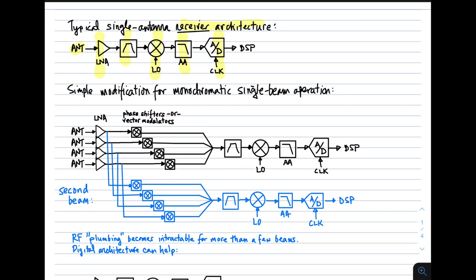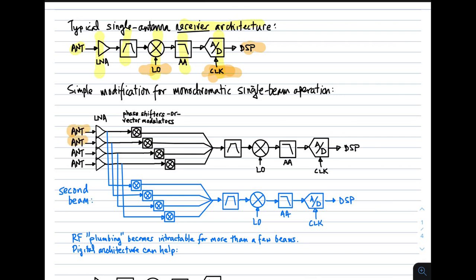So somewhat symmetric to the transmit architecture. Just as in the transmit architecture, you have an LO and a clock. The LO being the thing that determines the frequency down conversion, and the clock being the thing that determines the sample rate at the A to D. And then on to DSP. So the simple modification of this for monochromatic single beam operation is shown here.